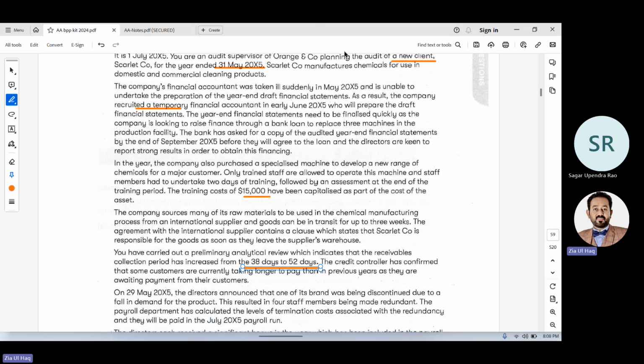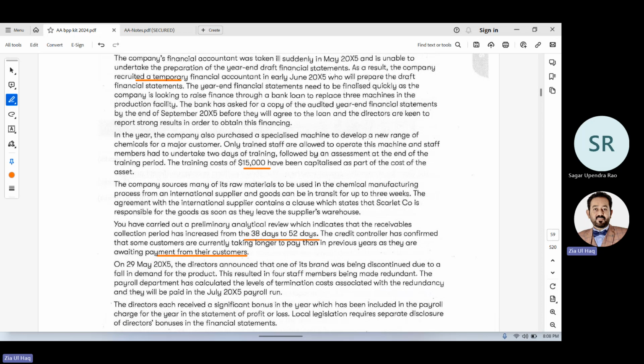And the credit controller has confirmed that some customers are currently taking longer to pay than in the previous year as they are awaiting payments from their customers. And if they do not receive from their customers, they will not pay us. So there are chances of bad debts, for which we need to record a provision for doubtful debts, meaning irrecoverable debt. Inherent risk.